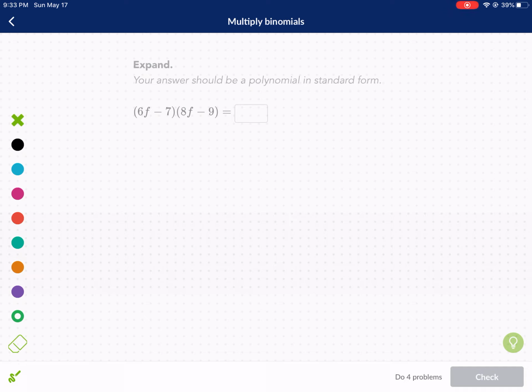The most effective way is to show that you're distributing both terms from one binomial to both terms in the other. And I like doing this with these little lines. I call them rainbows. You can call them whatever you want, curves, arrows, whatever. Just make sure that this term is getting multiplied by both of these, and this term is getting multiplied by both of those in the other set of parentheses. Let me show you what that looks like.